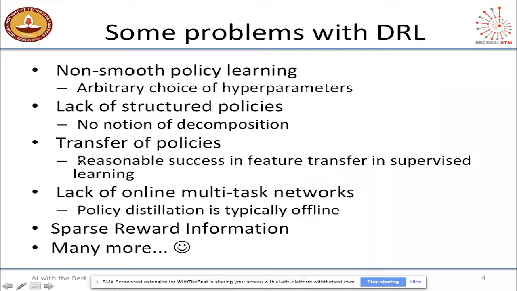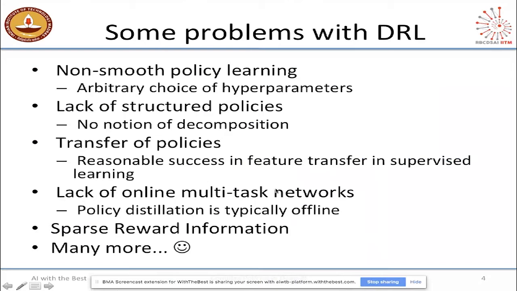which is something that you would expect with deep learning, because we have had reasonable success in feature transfer and supervised learning. And I would expect something similar to work with reinforcement learning, transfer of policies. And people are beginning to see successes, and I'm going to talk about one of the significant success stories that we have had.